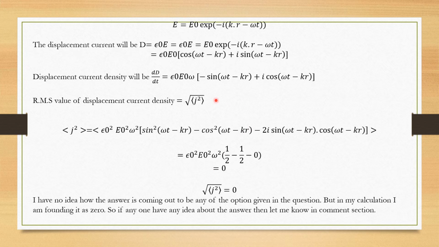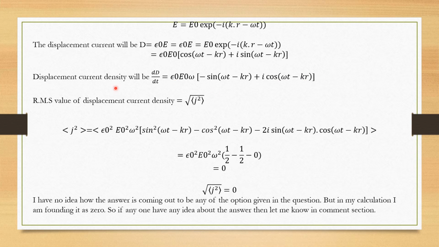So here is the solution. We are given E equal to E naught exponential minus i (k dot r minus omega t), and we know that the displacement D is equal to epsilon naught E. So by solving it, we get D will be E naught epsilon naught times cos(omega t minus kr) plus i sin(omega t minus kr). And again we know that the displacement current density will be del D by del t. So by finding it, we get the J value as this much.